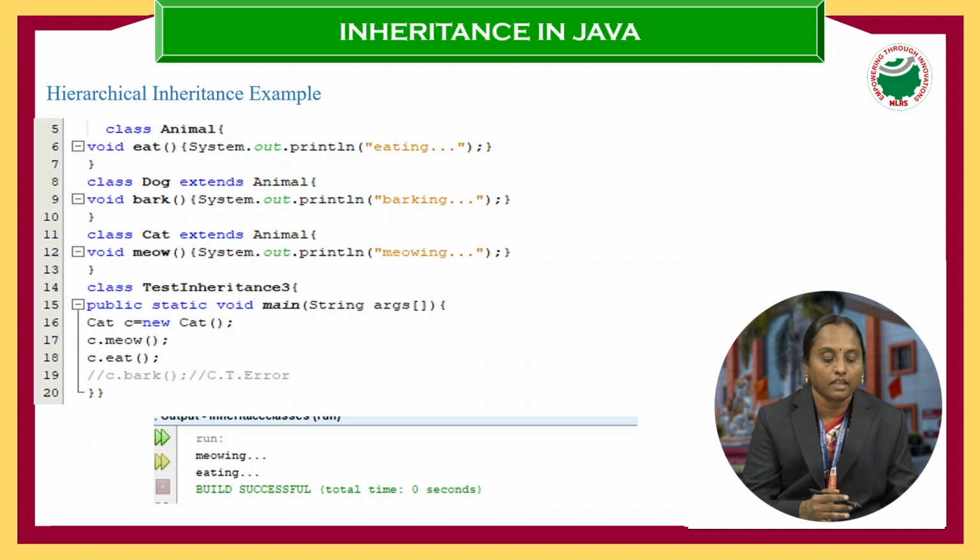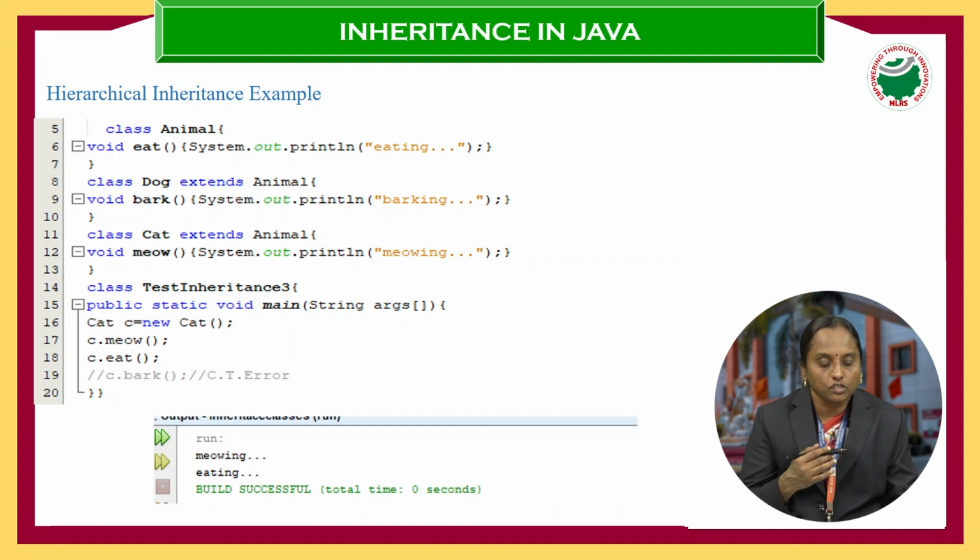Next, class Cat extends Animal. So here, dog and cat are the subclasses of animal class. In cat class also, we create one user-defined method, meow, and we display some message. Next one is the class for the main method. In main method, we have to create an object for the cat class. Now, Cat c equal to new Cat. So c is the object of cat class.